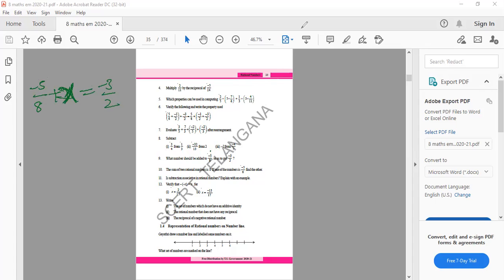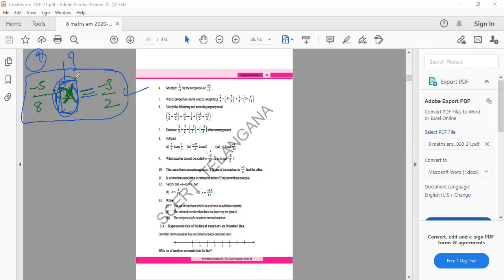Are you clear? Once again, I repeat the question. What do you need to add? To minus 5 by 8, I'm adding x, and I get minus 3 by 2. This is the equation writing. After writing it, you need to find out x.